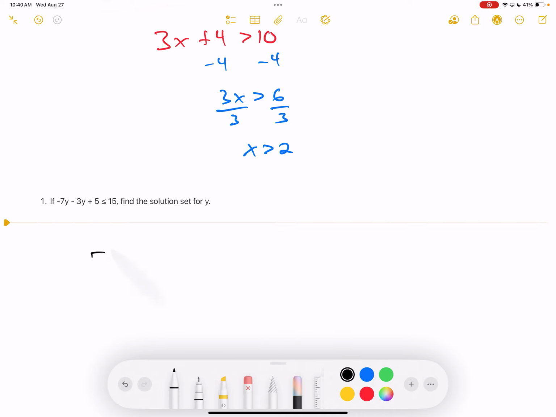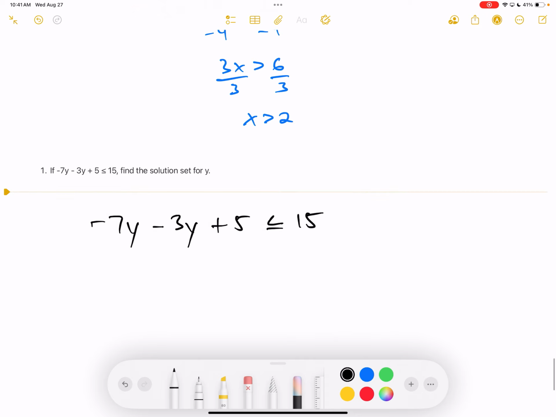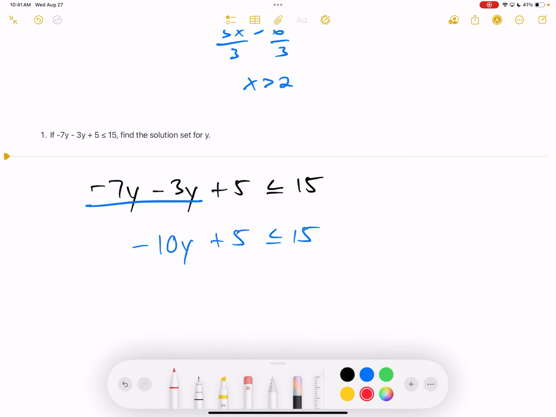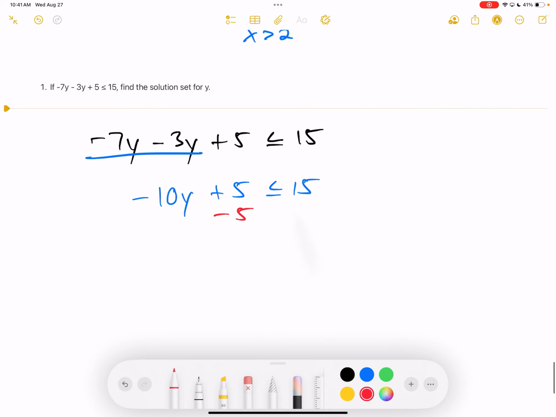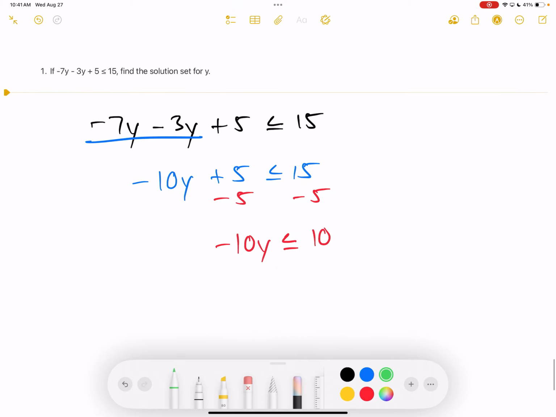Okay. Negative 7y minus 3y plus 5 is less than or equal to 15. So again, you see the y's on both sides. So combine those. Negative 7y minus 3y would be negative 10y. Now I can start moving stuff across because I've simplified the left-hand side, so I subtract 5 from both sides and divide by negative 10. Uh-oh, dividing by a negative, flip the sign.